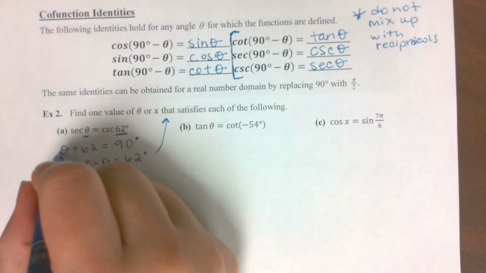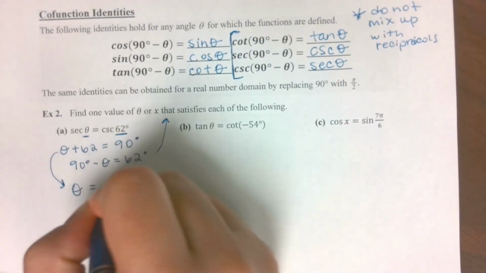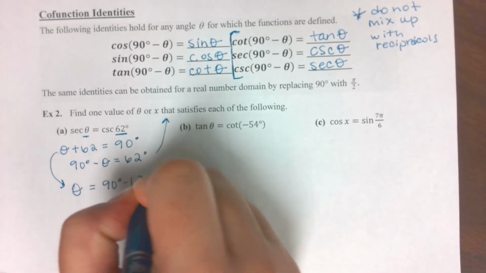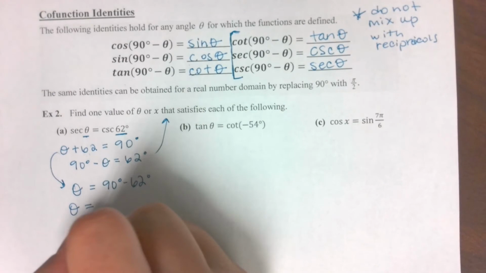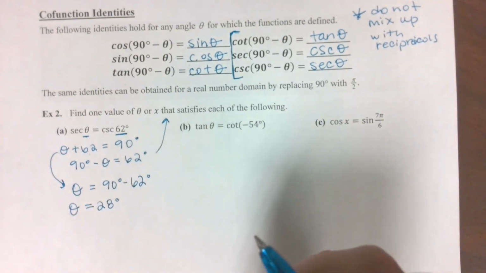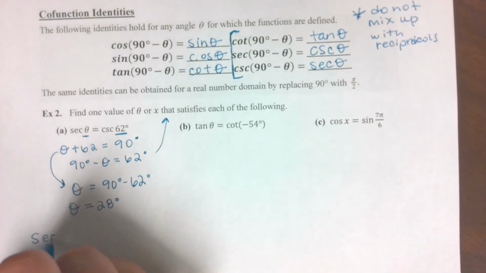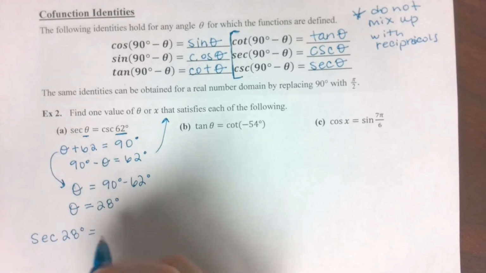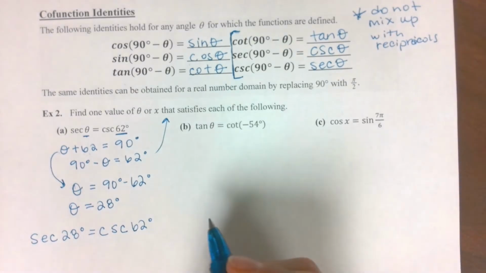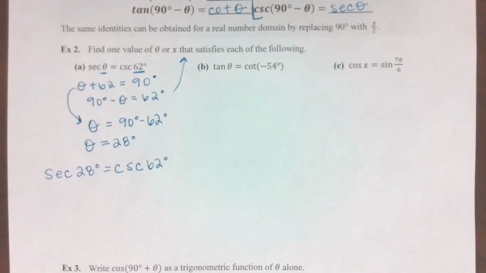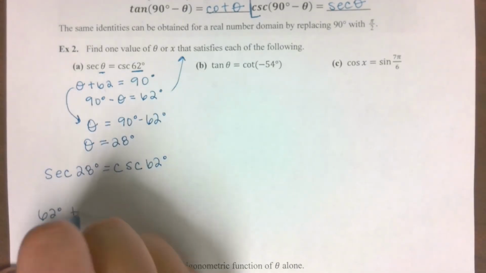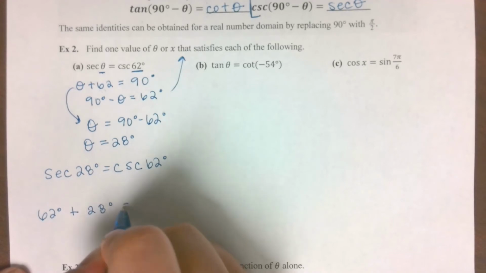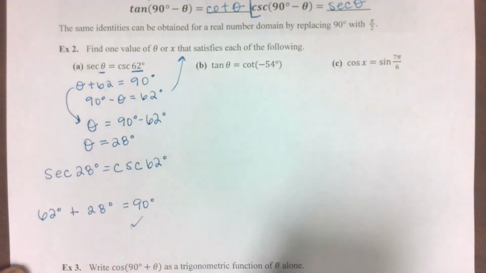Using this one, theta equals 90 degrees minus 62 degrees, so theta is equal to 28 degrees. That means secant of 28 degrees is equal to cosecant of 62 degrees. You can always double check that 62 degrees plus 28 degrees equals 90 degrees.